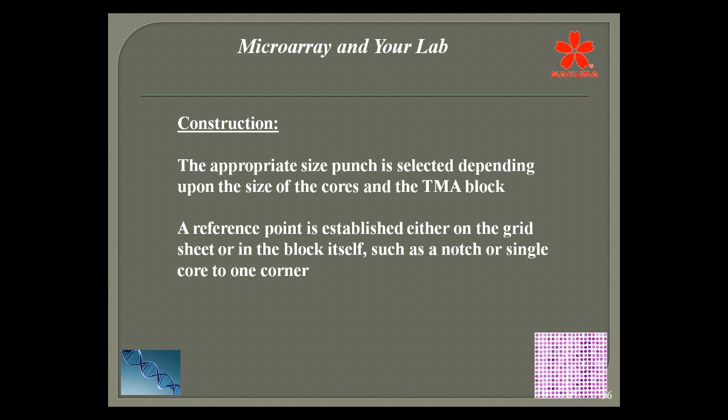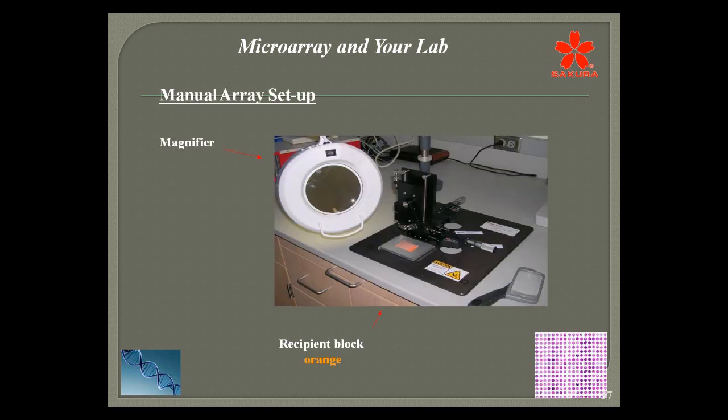The appropriate size punch then is selected depending upon the size of the cores and the TMA block that you're going to construct. A reference point then is established, and then you will maintain that reference point. I can't emphasize that enough, because as you begin to make these blocks, this will come back as, okay, I need a reference point, I need a beginning point. So you really can't emphasize that overly enough.